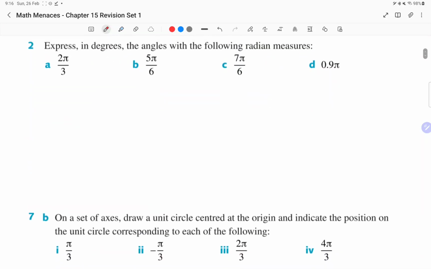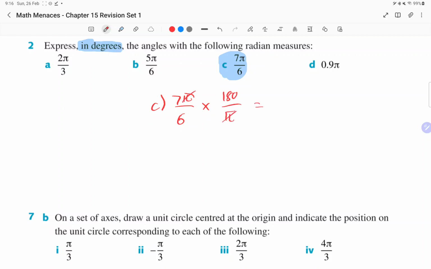Question 2, express in degrees the angles with the following radian measure. So now we want degrees. Sarah, what do we multiply by? Let's go with this one here, C, 7 pi on 6. Sarah, what do I multiply that by? 180, yes, 180 degrees over pi.